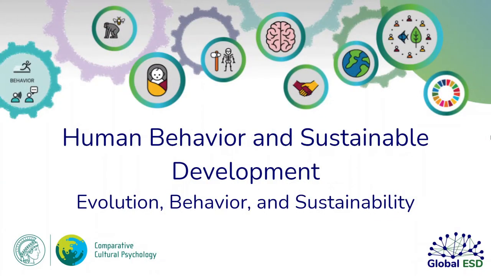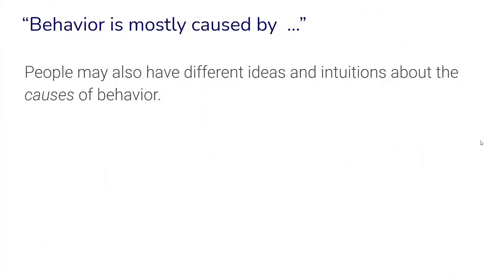In this second part, we continue our exploration of the concept of behavior. Specifically, we want to now look at some ideas about how we even think about the causes of behavior as another important element to look at in education for sustainable development. And so generally, we can think about that people, in any one situation, looking at any one problem, might have different ideas and intuitions about what causes a particular behavior that we're trying to understand.